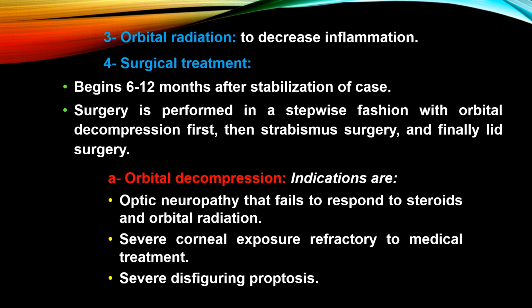Surgical treatment. It should begin 6 to 12 months after stabilization of the case. Surgery is performed in a stepwise fashion with orbital decompression first, then strabismus, and then finally lid surgery. First of all, the orbital decompression. The indications are optic neuropathy that fails to respond to steroids and orbital radiation, severe corneal exposure that is refractory to medical treatment, or severe disfiguring proptosis.